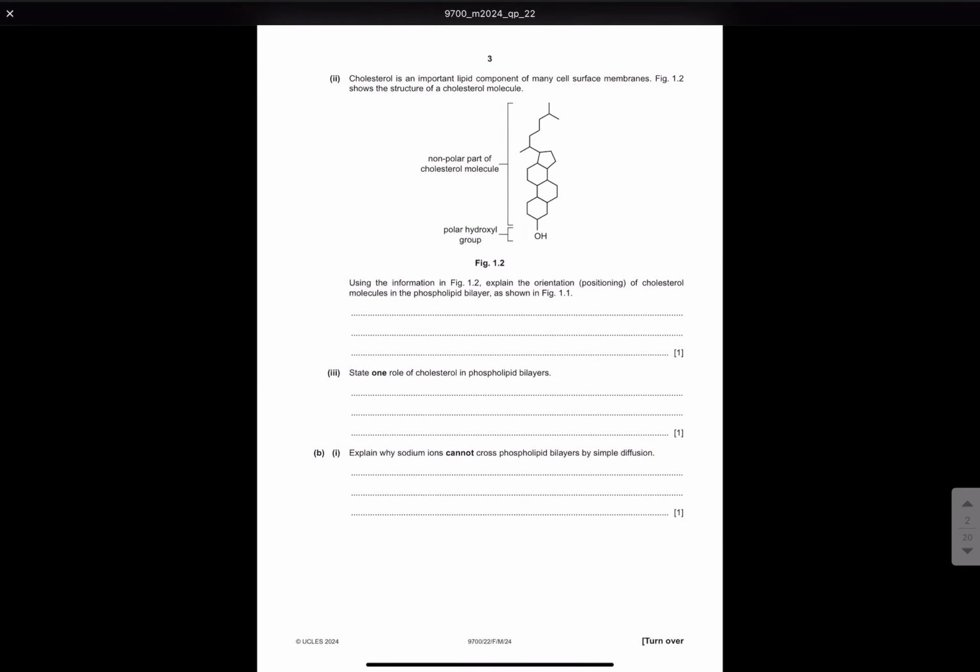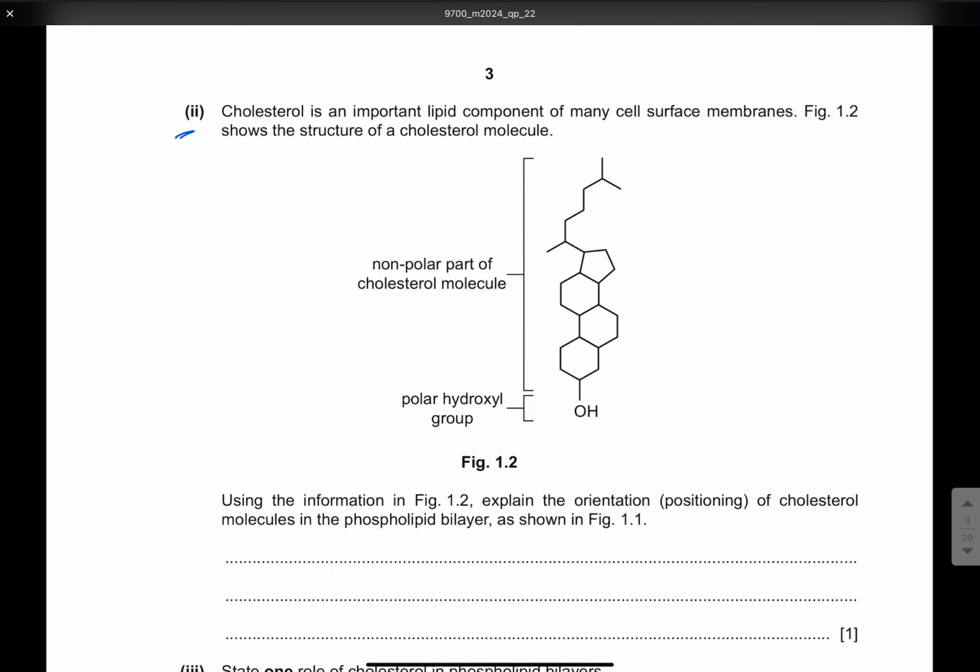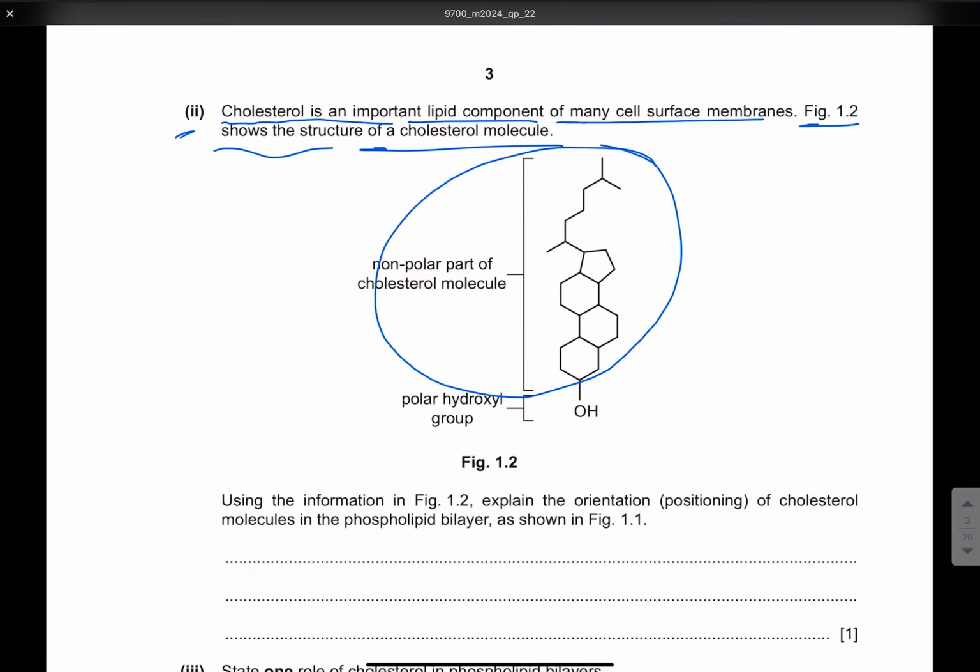Alright, let's move to the next part, part 2. Cholesterol is an important lipid component of many cell surface membranes. Figure 1.2 shows the structure of a cholesterol molecule. So guys, in front of us is the cholesterol molecule in figure 1.2. We can see that cholesterol molecule has a polar hydroxyl group and a non-polar part, right?